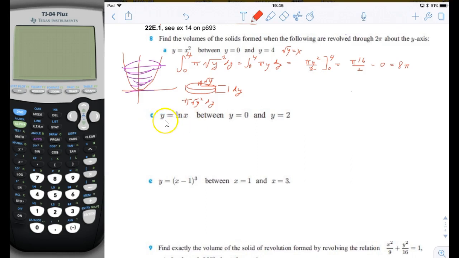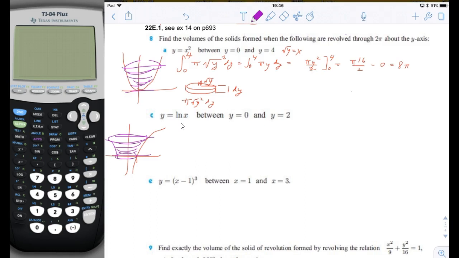Let's look at C. Now I am going to be doing this for natural log of x. Natural log of x kind of looks like this, right? It intersects at 1 here. We're going to take the revolution between y equals 0 and y equals 2. So basically it's going to be kind of like this shape here, and we're going to slice it into cylinders or discs like that.